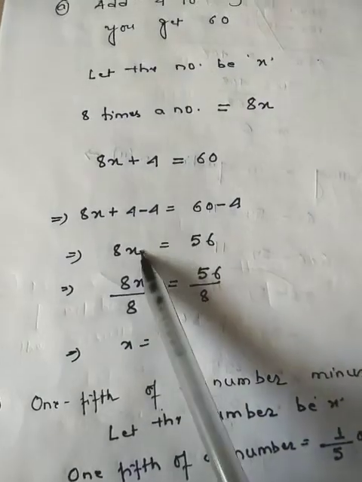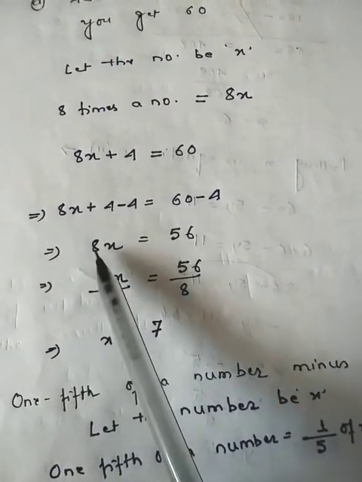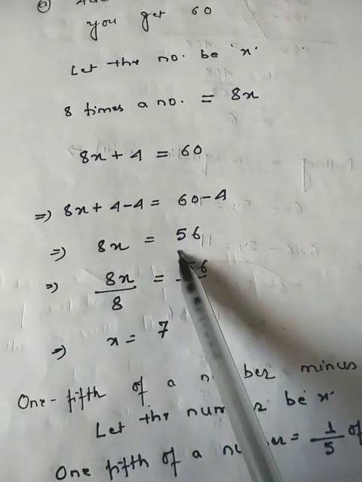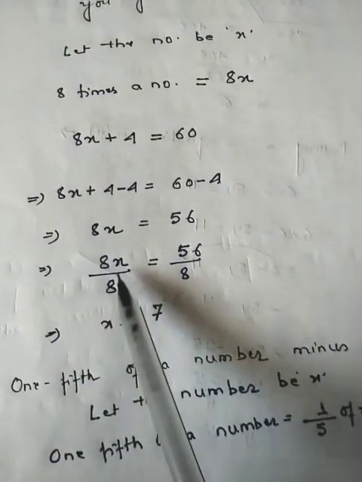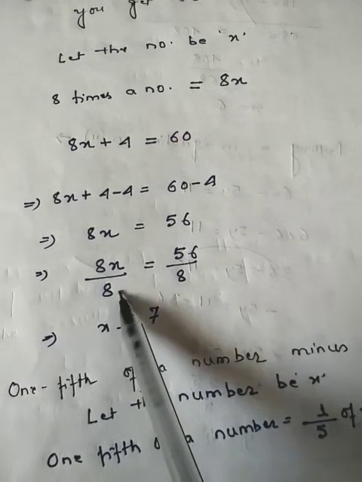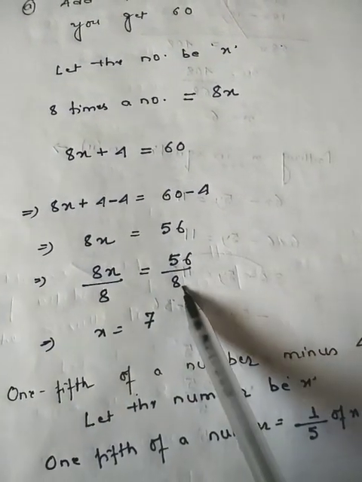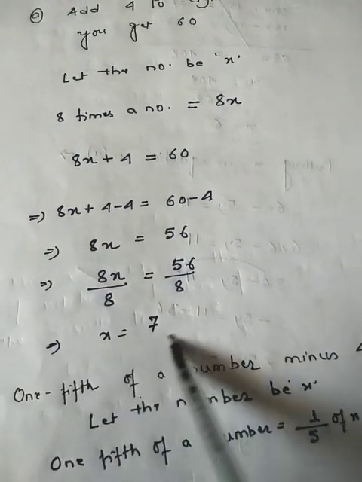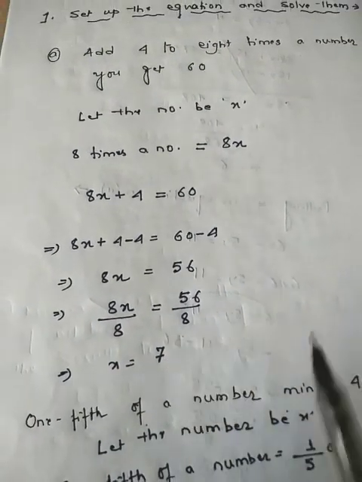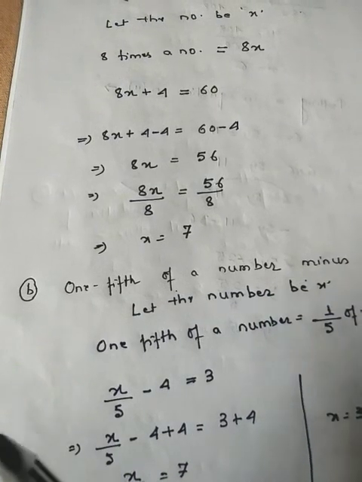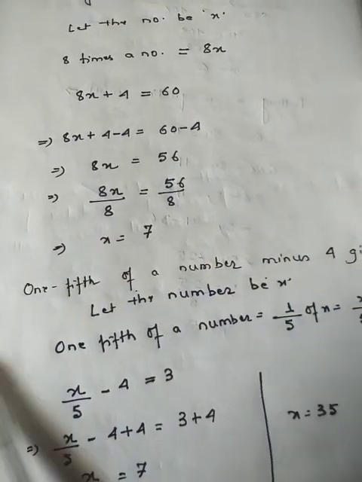56. Now, what do you have to remove? 8. For that, what do you have to do? You have to divide by 8 on both sides. So 8X by 8 is equal to 56 by 8. Remove this 8. What will be left? X. 56 divided by 8 is what? 7. So the required number is 7. Understood? Let's move on to the next question, that is sum number B.